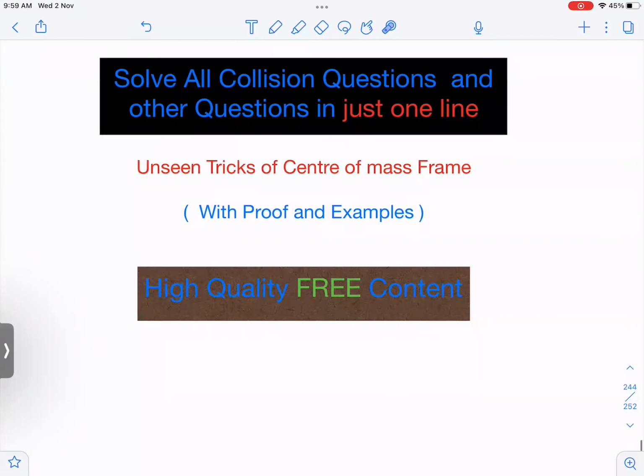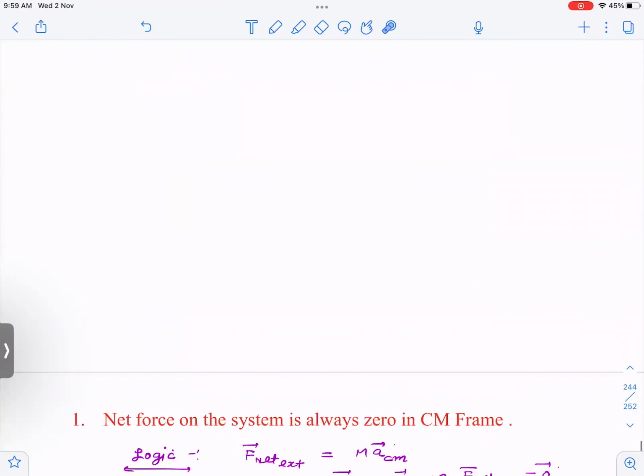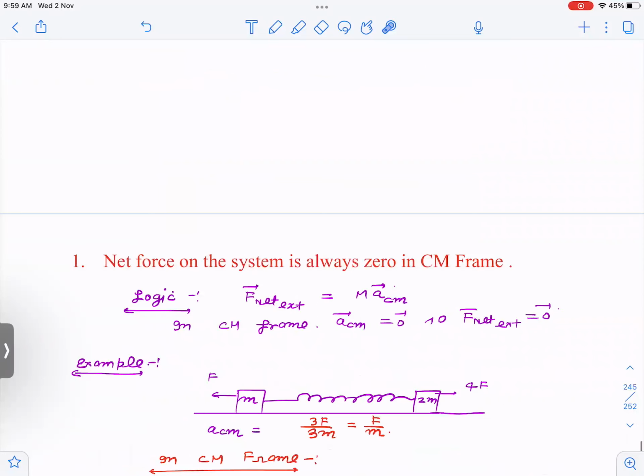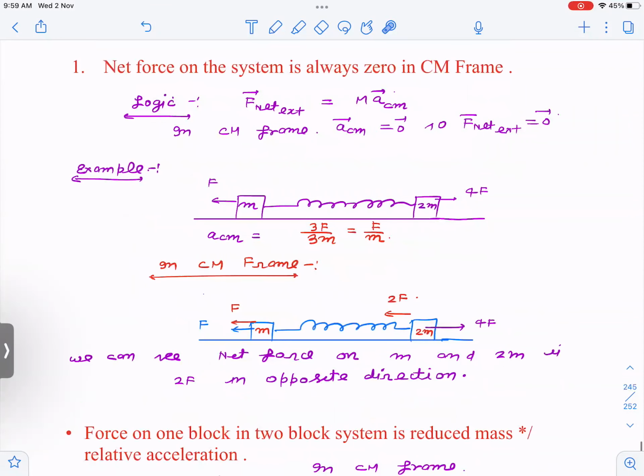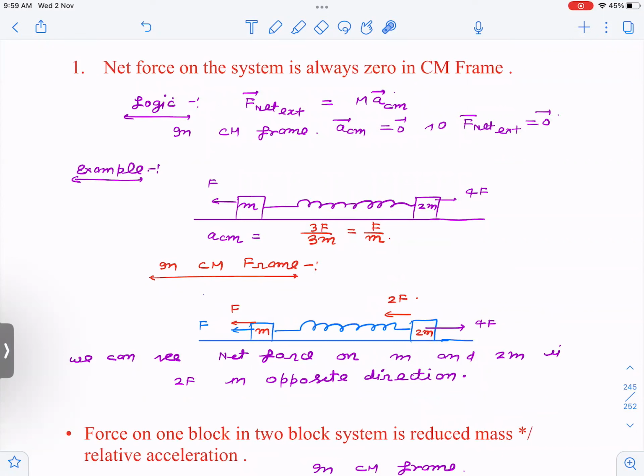So let us see. First I have listed down all important properties, which I am going to use for that one line solution. The first property is that the net force on the system is always zero in center of mass frame, right? Let us quickly understand the logic also. We know F net external is equal to total mass of the system into acceleration of center of mass. Now, if you are in CM frame, then acceleration of center of mass will be zero, right?